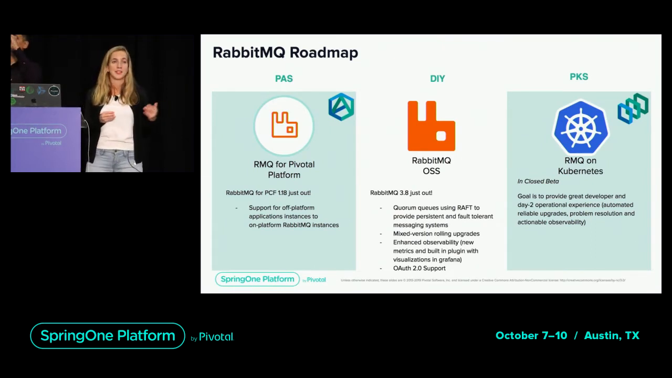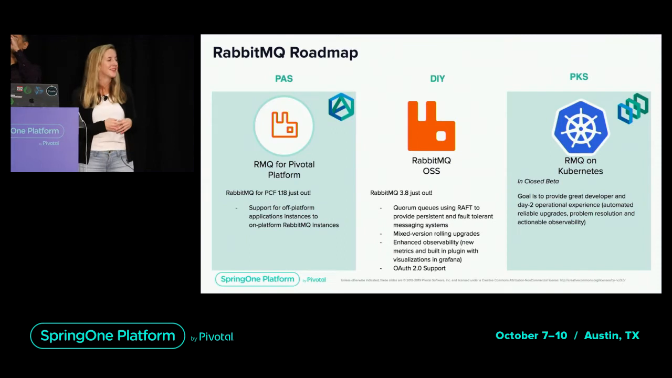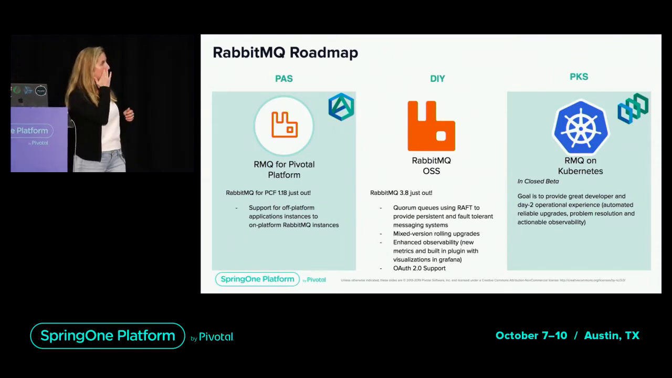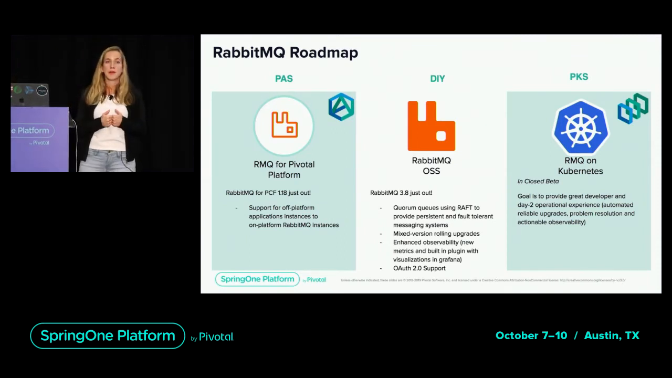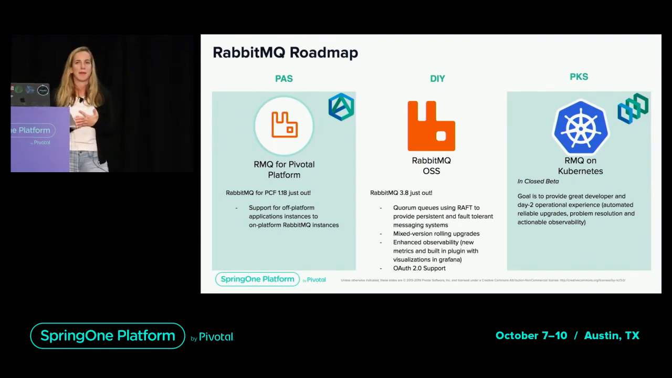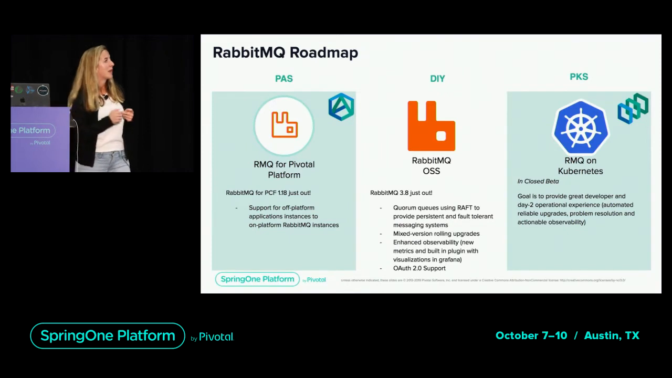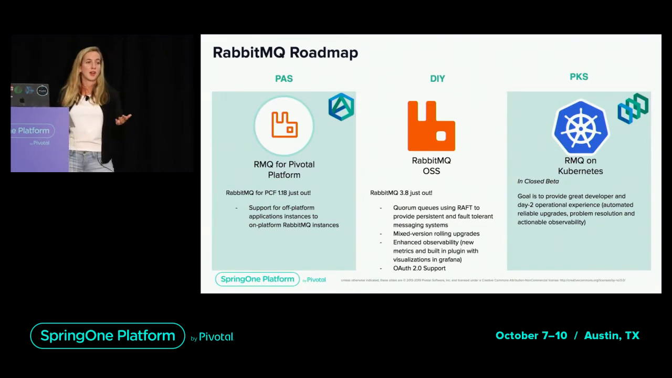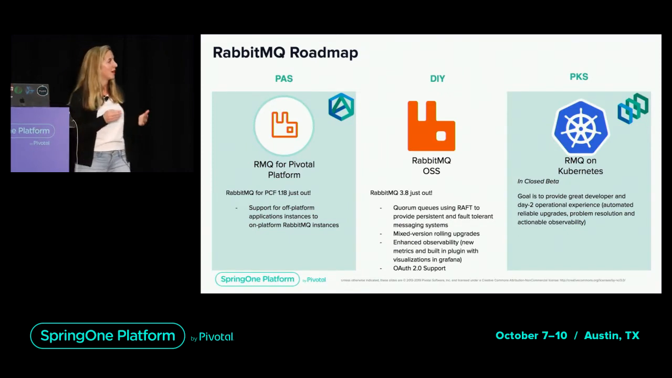Enhanced observability, so that Grafana dashboard I showed you earlier, as well as OAuth 2 support. The Rabbit for Pivotal Platform, the tile that I've talked to many of you about over the weekend, just came out with 1.18, and it has support for off-platform applications to on-platform Rabbit instances. Finally, we have Rabbit on Kubernetes, which we're actually going to talk about later this afternoon if you're interested.